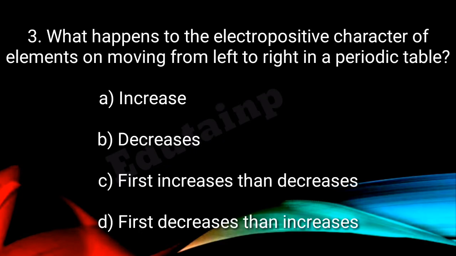What happens to the electropositive character of elements on moving from left to right in the periodic table? Option A: increases. Option B: decreases. Option C: first increases and then decreases. Option D: first decreases and then increases.